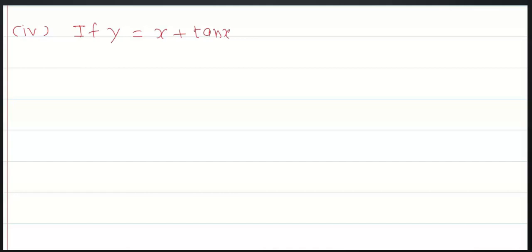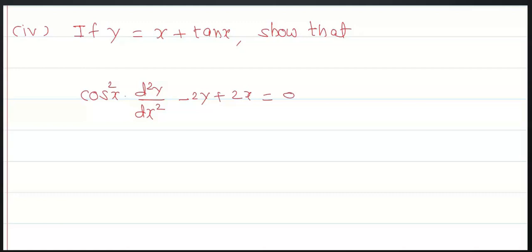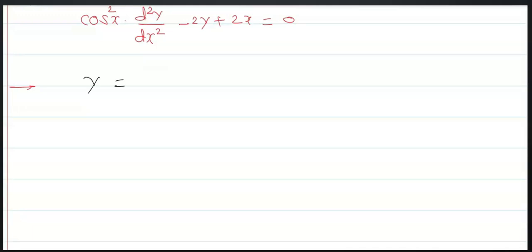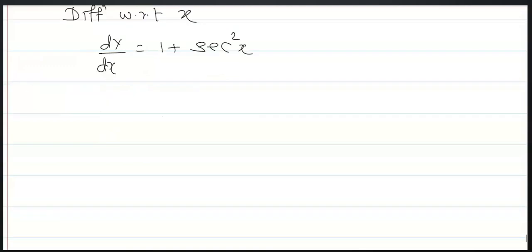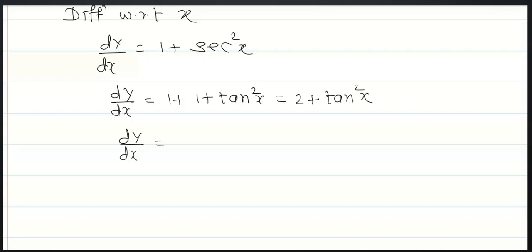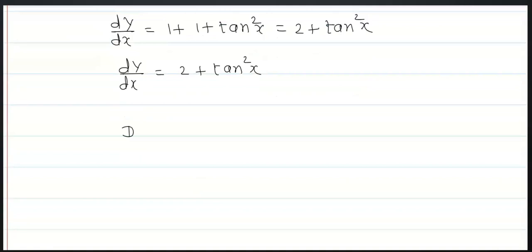If y is equal to x plus tan x, then show that cos square x into d2y by dx square minus 2y plus 2x is equal to 0. Now y is equal to x plus tan x. Differentiate this with respect to x, dy by dx, derivative of x is 1 and derivative of tan x is sec square x. The sec square x is 1 plus tan square x, that is 1 plus 1, 2 plus tan square x. Therefore, dy by dx is equal to 2 plus tan square x.